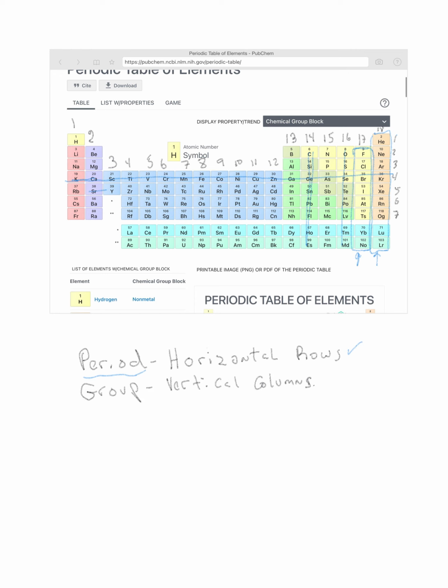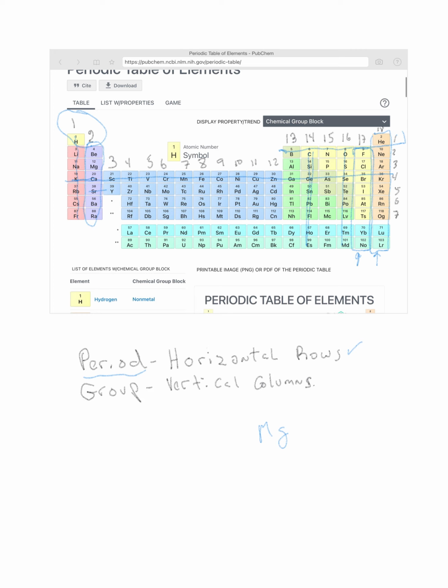Now, if you look at the group number, and specifically I'm going to look at 1 and 2, and 13 through 18. All the elements in group 1 have one valence electron. So what's the valence electron? That's the number of the outermost electrons. So if you look at hydrogen, lithium, sodium, potassium, all these in group 1, they all have one valence electron. If you go to group 2, they all have two valence electrons. So if you look at magnesium, Mg, it has two valence electrons.